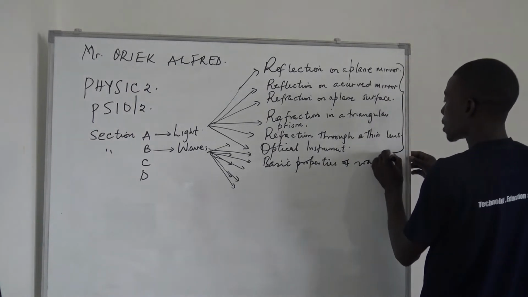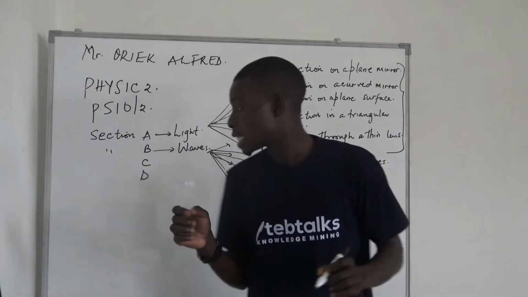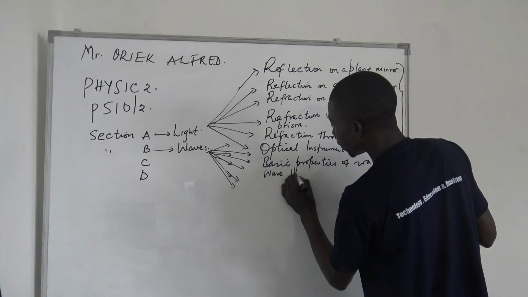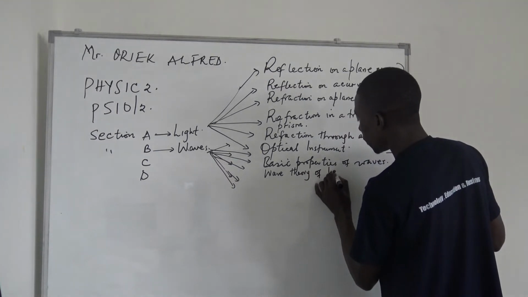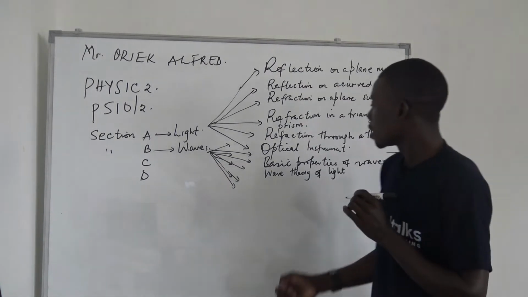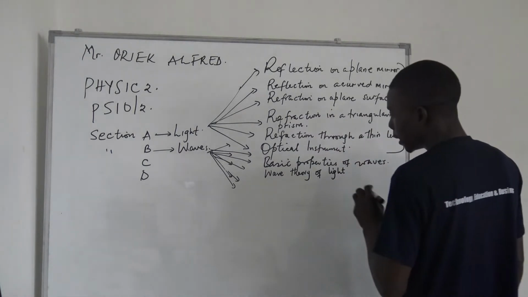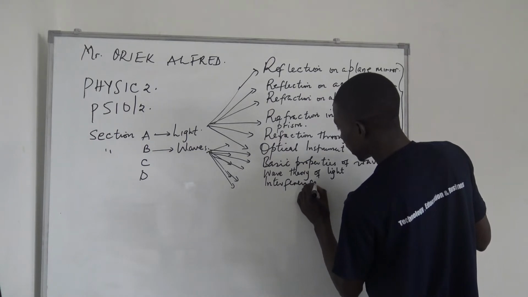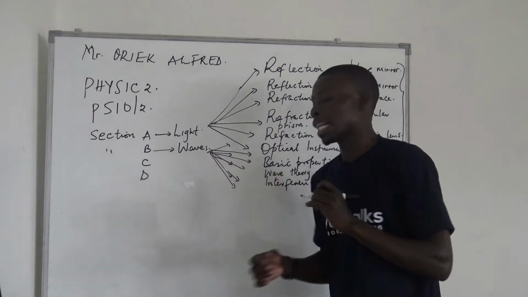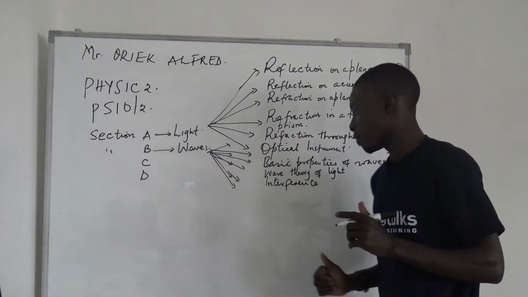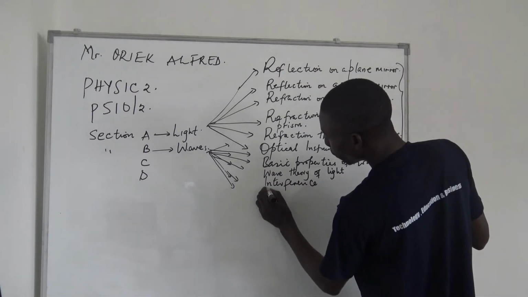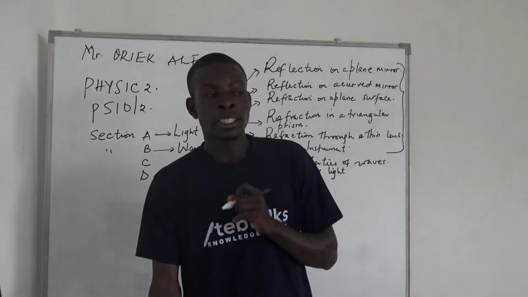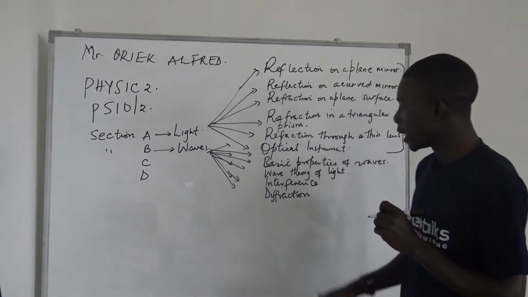Basic properties of waves is one subunit under waves, followed by wave theory of light. That is subunit 2 under waves. And then subunit 3 is what we are calling interference. That will act as our subunit 3 in waves. And then subunit 4 will be diffraction. Diffraction is going to act as our subunit 4 in waves.